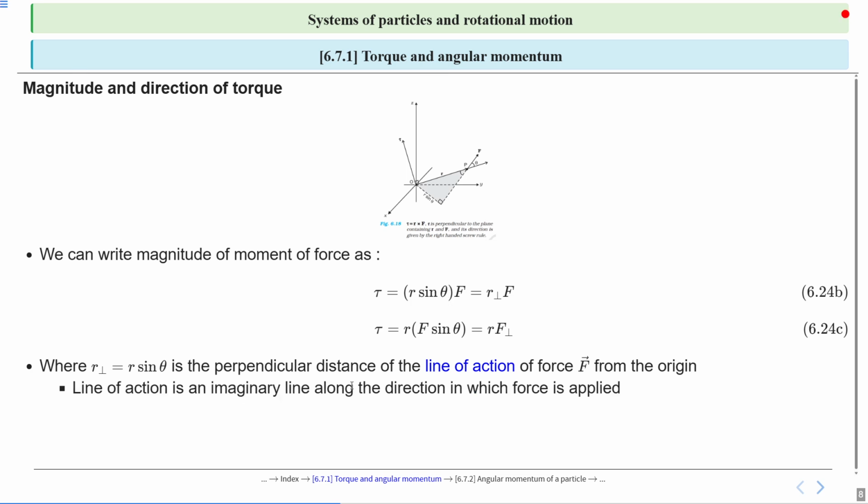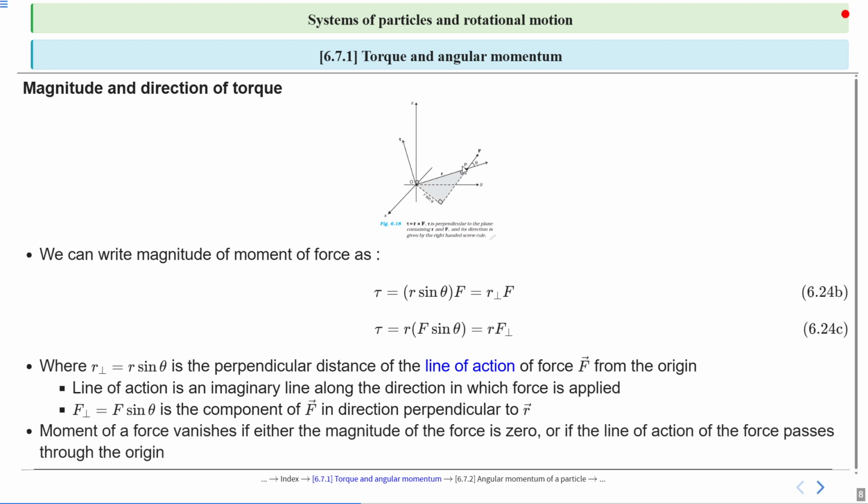So line of action is an imaginary line along the direction in which force is applied. If the force is applied at angle theta, we can say the imaginary line lies along the direction in which the force is applied. So F perpendicular, equal to F sin theta, is the component of F in the direction perpendicular to R. When we resolve F, there are two components, F sin theta and F cos theta. We consider only F sin theta because F cos theta is horizontal. So the effective component is F sin theta, that is the component of F in the direction perpendicular to R.